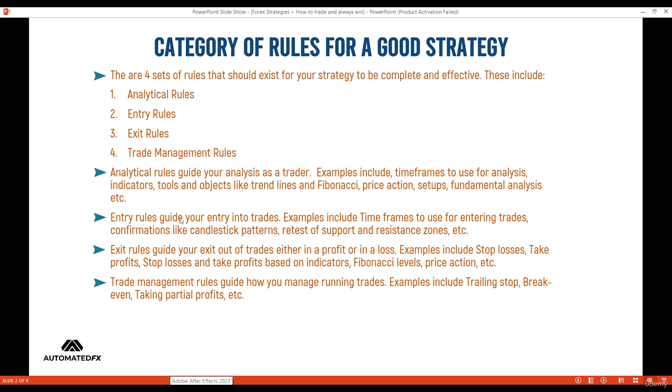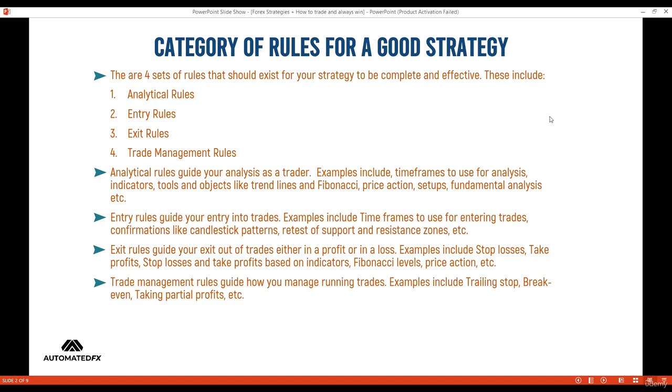And then we have the entry rules, which guide your entry into trades. Examples include time frames to use for entering trades. We have confirmation like candlestick patterns, retest of support and resistance zones, etc. So these are the rules that guide your entry into any trade. All of these rules have to work hand in hand.